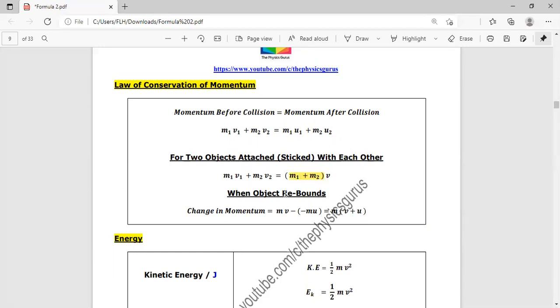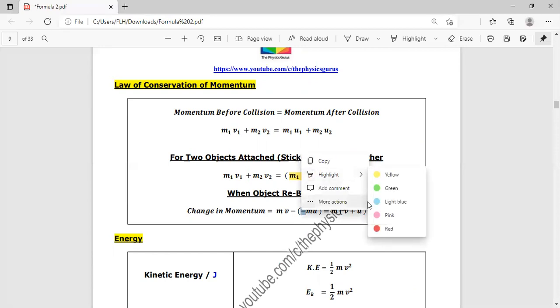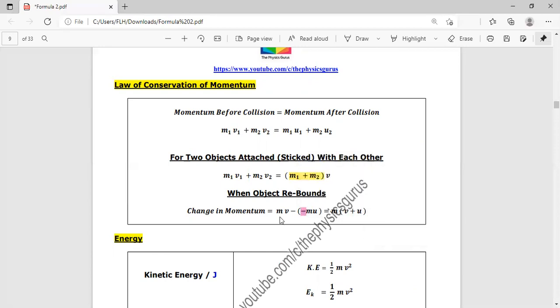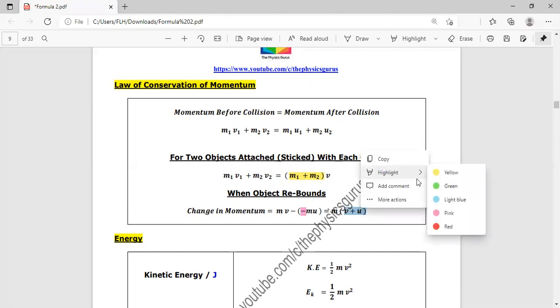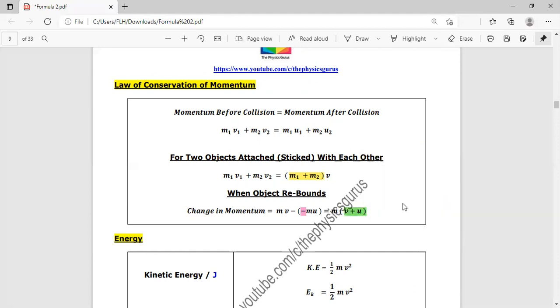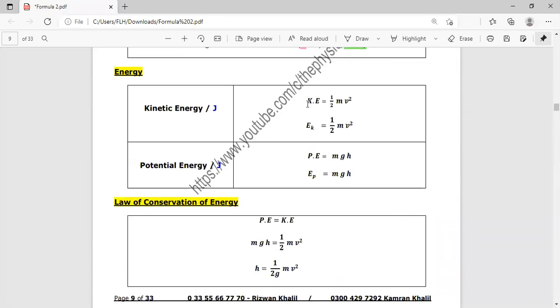And when objects rebound, then definitely they are moving in opposite directions. And for opposite direction, we always apply the negative sign over there. So mv minus mu is equal to m into v plus u. In other words, it means both velocities are being added when bodies rebound. Then formula of kinetic energy, very famous formula, 1 by 2 mv square, or it can be represented by Ek. Potential energy is equal to mgh. It can be represented by Ep.